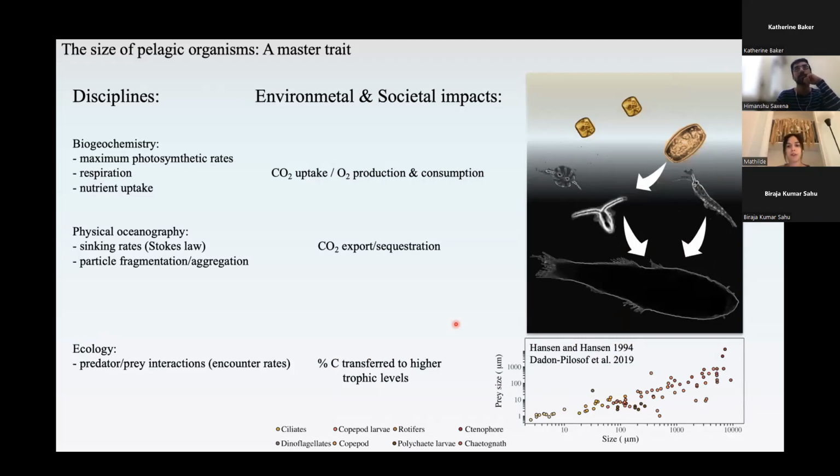And finally, for ecology, we know that a size ratio between a given predator and its prey is usually predicted to be a tenth, and that's due to this very well correlated relationship between the size of a predator and the size of its given prey. So this also has an impact on the amount of carbon transferred to higher trophic levels into commercial stocks.